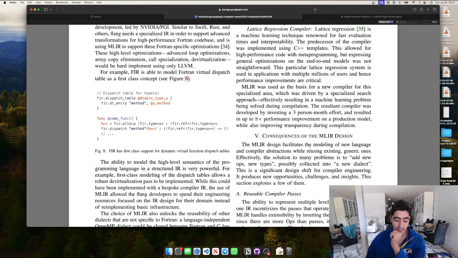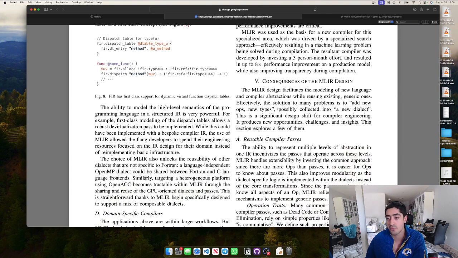MLIR was used as the basis for a new compiler for this specialized area, which was driven by a specialized search approach, effectively resulting in a machine learning problem being solved during compilation. The resulting compiler was developed by investing a 3 person-month effort and resulted in up to 8 times performance improvement on a production model, while also improving transparency during compilation.